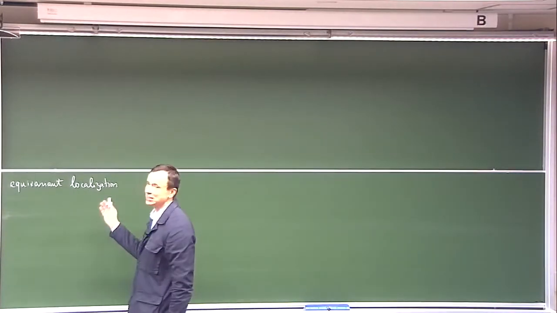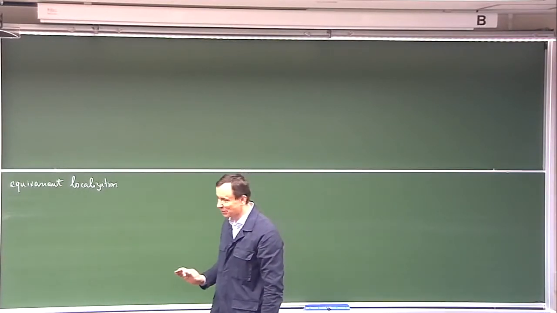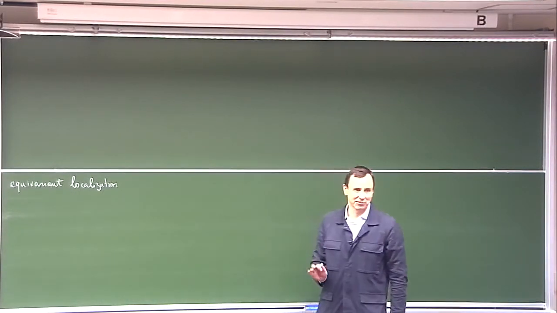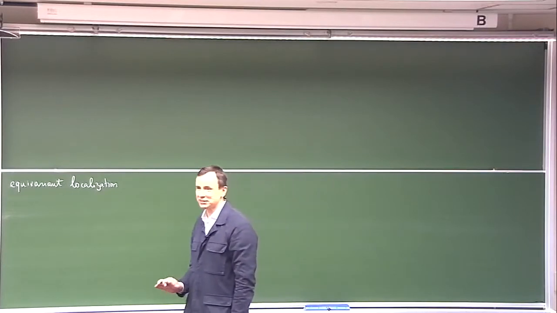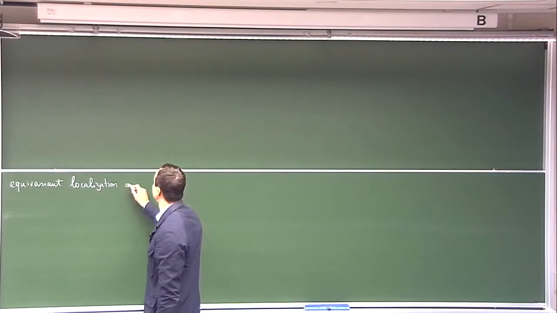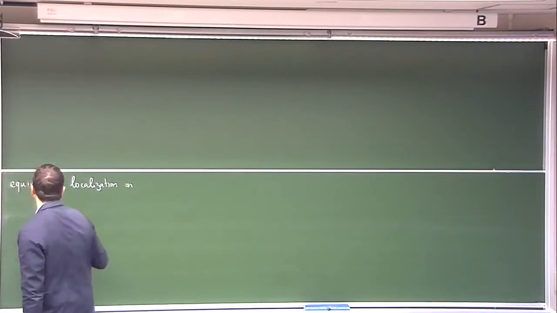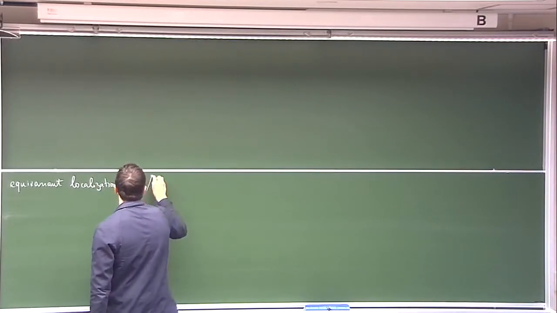This is true in general for equivariant localization. It's a very powerful tool, but don't use it blindly, because otherwise you do a much more complicated computation than you need to do. So, equivariant localization for the action of A.